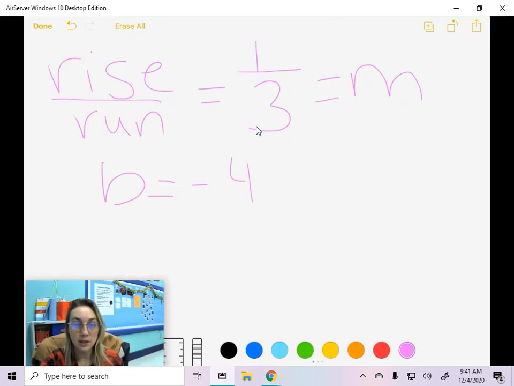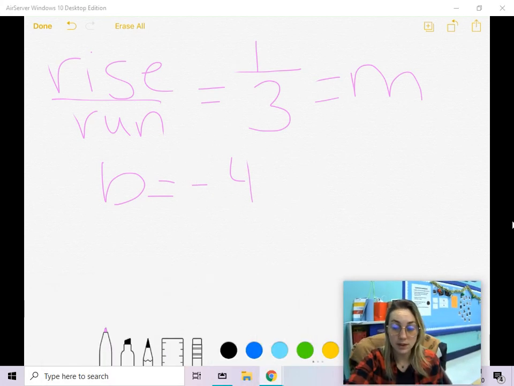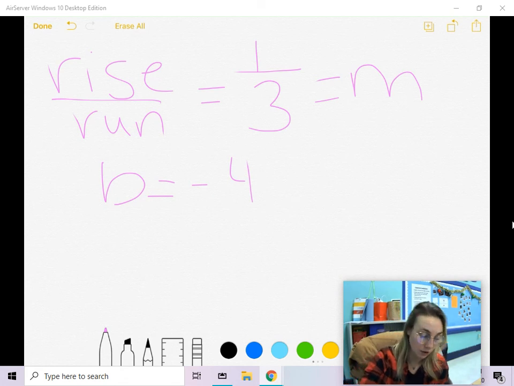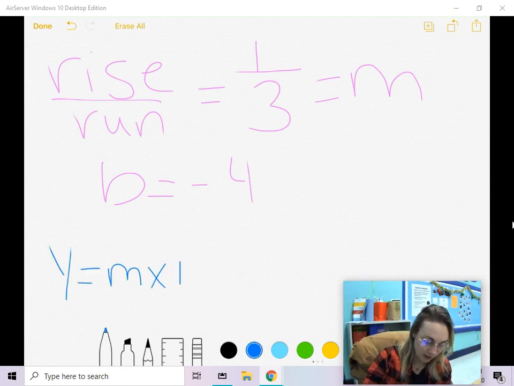All right, so let's look at this again. Now we have our slope, which is 1/3. And then we have our y-intercept, which is -4. Now that we have both of that information, we can put it into slope-intercept form, which is y equals mx plus b. So let's do this.